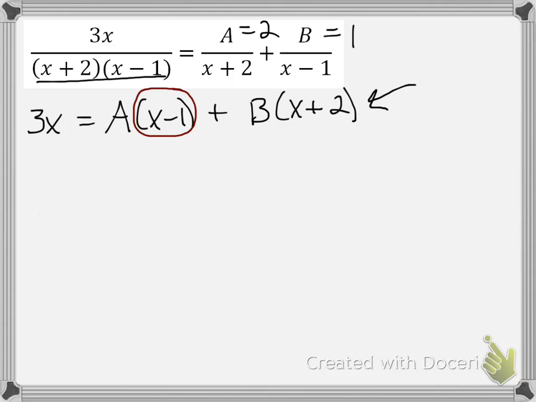Now I can write my partial fraction decomposition. So I have 2 over (x plus 2) plus 1 over (x minus 1). And I'm done. I have decomposed the fraction into two separate fractions. Now remember, this means that this is equal to our original fraction, 3x over (x plus 2) times (x minus 1). If I were to find a common denominator and add these together, I would get back where we started. We kept them equal the whole time as we were solving for A and B.